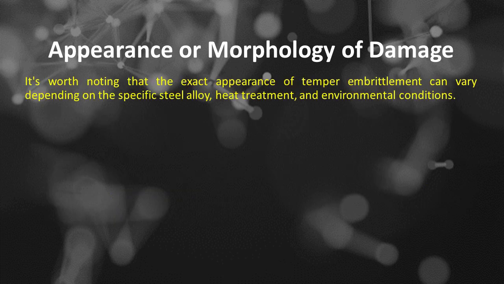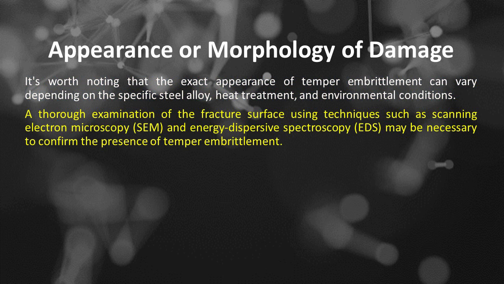It's worth noting that the exact appearance of temper embrittlement can vary depending on the specific steel alloy, heat treatment, and environmental conditions. A thorough examination of the fracture surface using techniques such as scanning electron microscopy or SEM and energy dispersive spectroscopy or EDS may be necessary to confirm the presence of temper embrittlement.